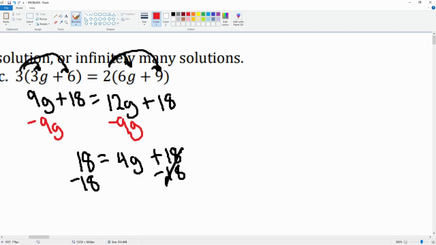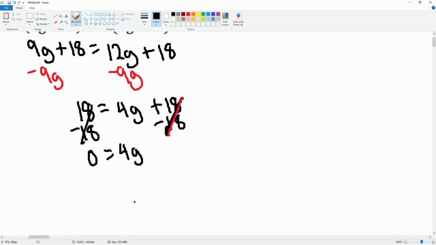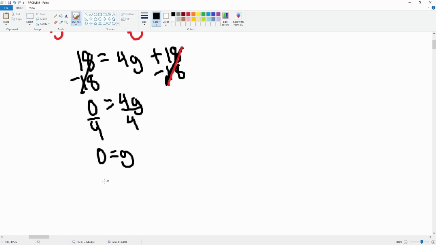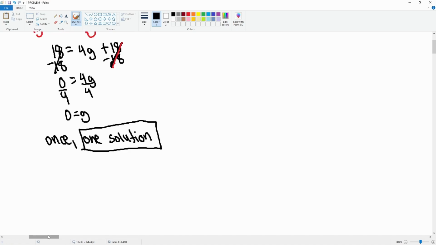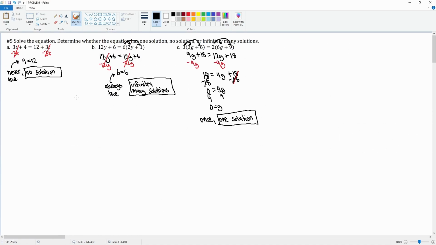Okay, this cancels, leaving you here with a 0, because this also cancels, 4g. Even if you divide 4 on both sides, you still get 0 equals g. Okay, when is 0 equals g true? This is true once. Because it's once, we say this has one solution. And the solution is g is equal to 0. All right, so there you go. That is how you solve and determine if it has no solution, infinitely many solutions, or one solution.